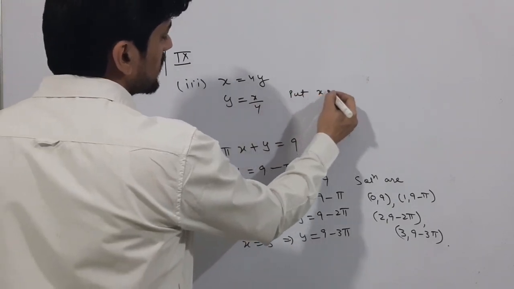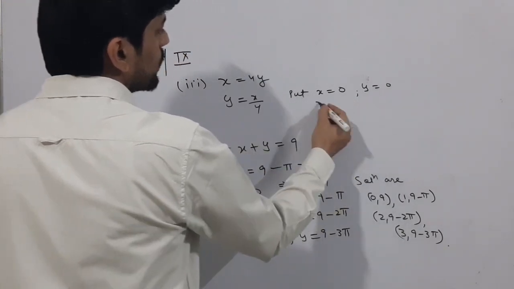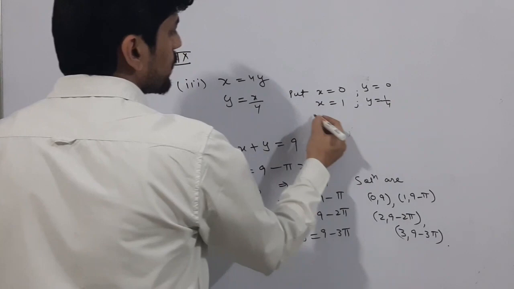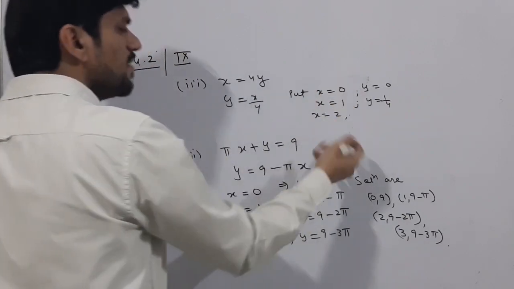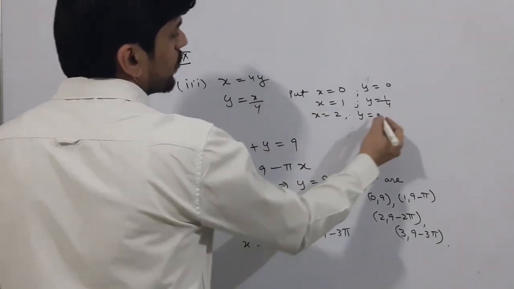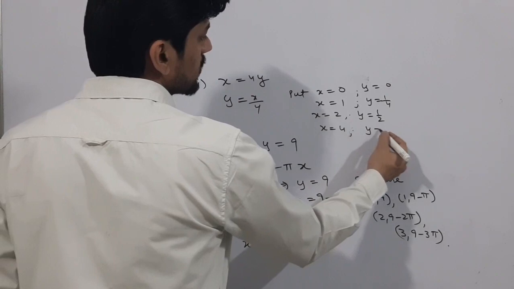Now if you put the value of x as 0, you get y as 0. If you put the value of x as 1, you get y as 1 by 4. If you put the value of x as 2, you can put any value of x, there is no problem at all. So you get the value of y as 2 by 4, which is 1 by 2. If you put the value of x as 4, you get the y value is 1.